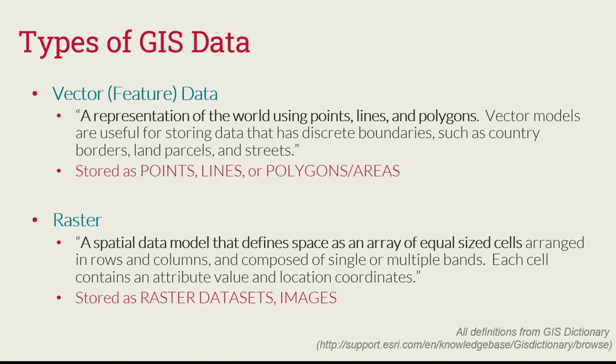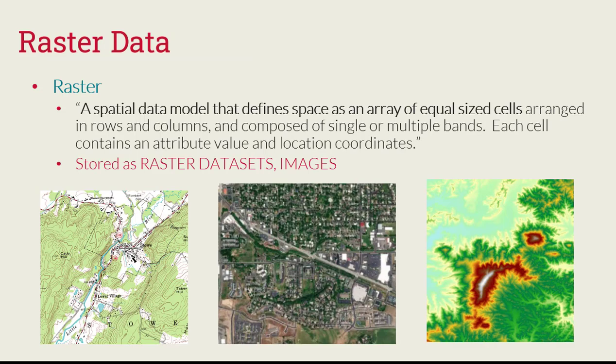Then you have the raster data model, which is defining your study area or your space as an array of equally sized cells that are arranged in rows and columns. And these data sets are often stored as raster data sets and images. For this module, we are focused specifically on raster data and how it represents the data that is stored in each of the cells. So at the bottom of this slide are three different screenshots of raster data.